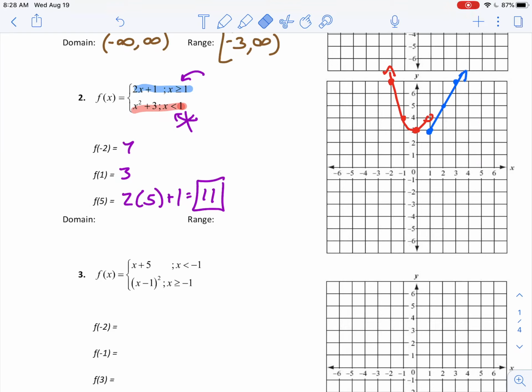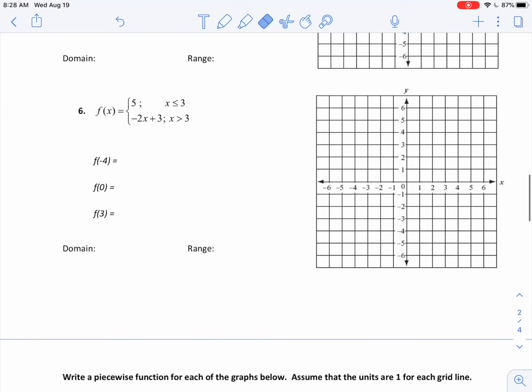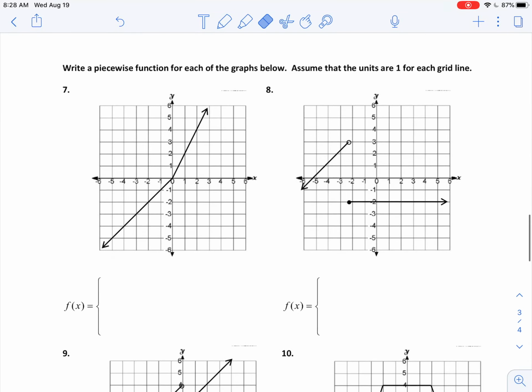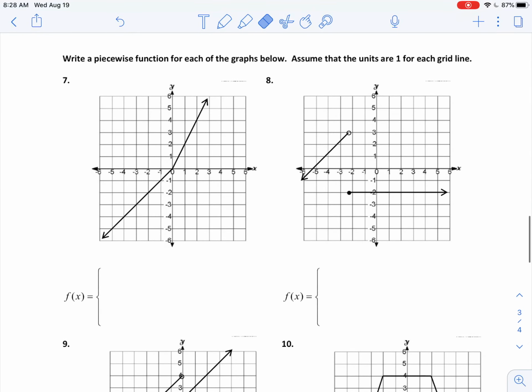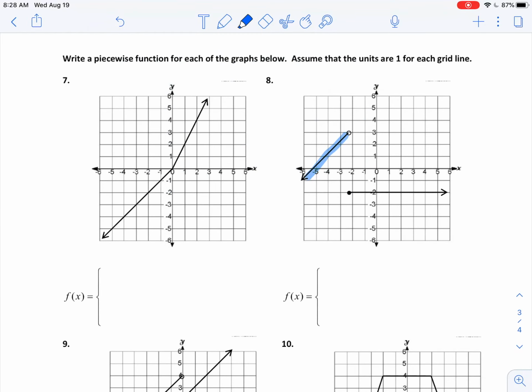Okay, next we're going to look at writing a piecewise function given a graph. So you're going to finish 3, 4, 5, 6 as your assignment. And I don't know, maybe I'll try number 8. Number 8 looks good because we have a constant function in there. So I have two pieces again, my blue piece and my red piece. My blue piece is a linear function with a positive slope.